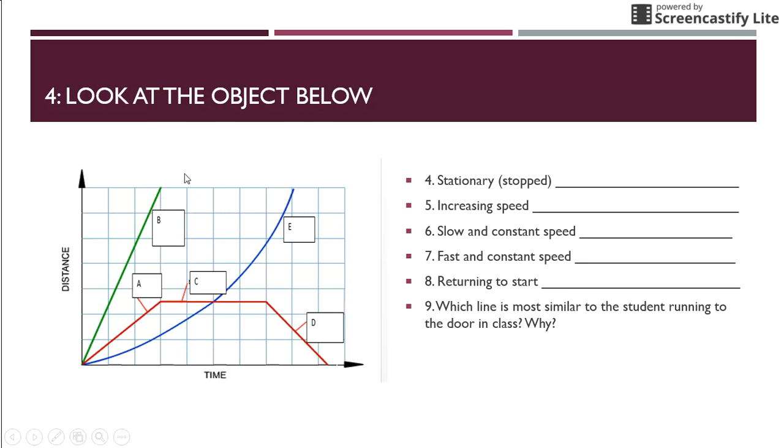Look at the object below. I want you to take a look at this graph and answer the questions. When is this object stopped? When is this object increasing speed? What letter is it accelerating? What letter shows it at a slow and constant speed? What letter shows it at a fast and constant speed? What letter shows it returning to the start? And which line is most similar to the student running to the door in class, and why?